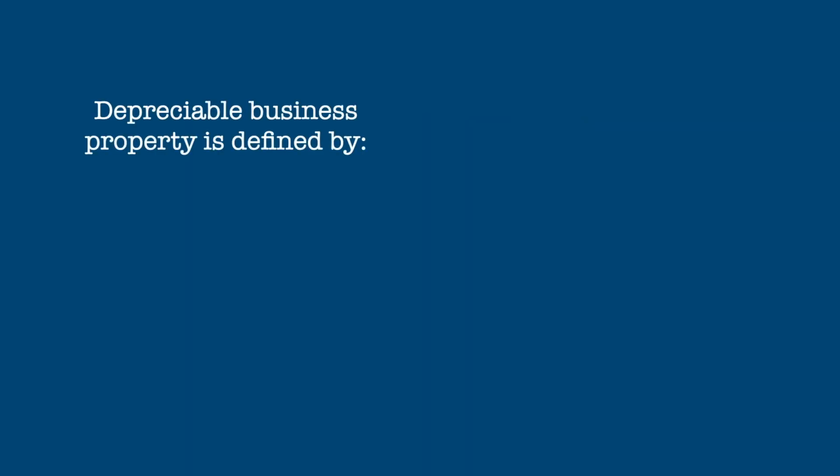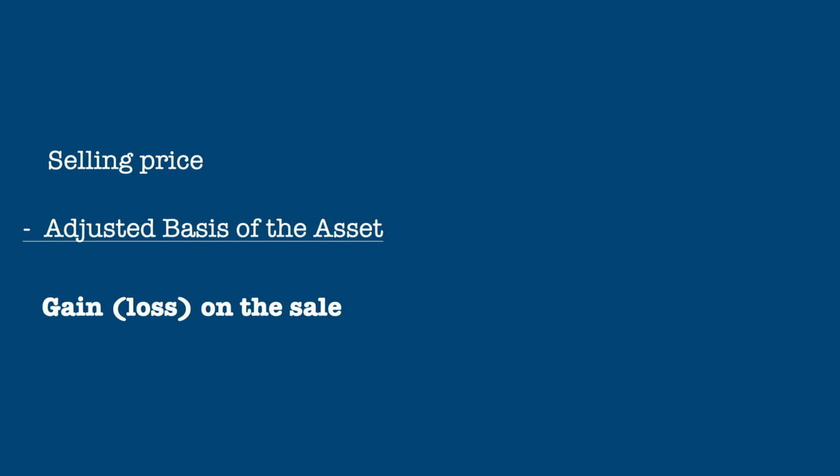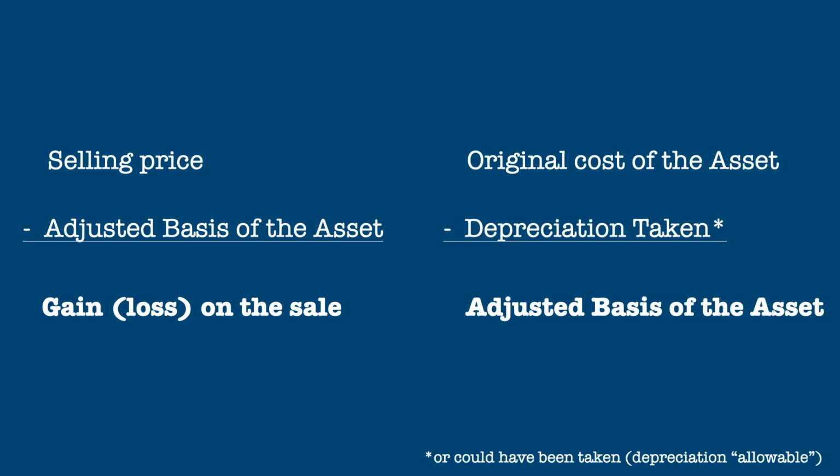Business use property is defined by Section 1245 of the Internal Revenue Code. Tax treatment of the sale or disposition of business use property is governed by Section 1231 of the Internal Revenue Code. Overall, the rule is this. Gain or loss on the disposition of a business use asset is calculated by subtracting the item's adjusted basis from the selling price. Just as a reminder, the adjusted basis of a business use asset is the original cost of the asset less any depreciation you took or could have taken on the asset.